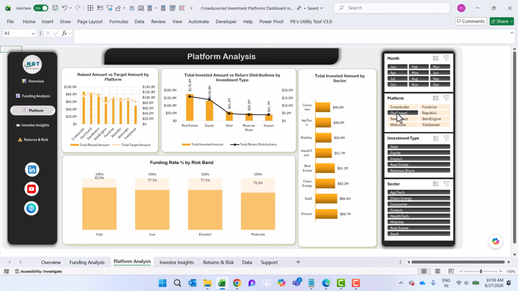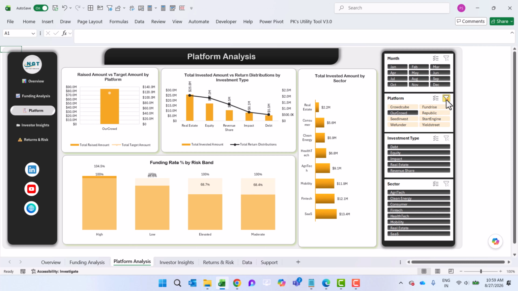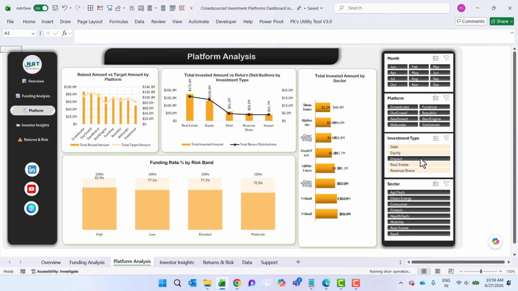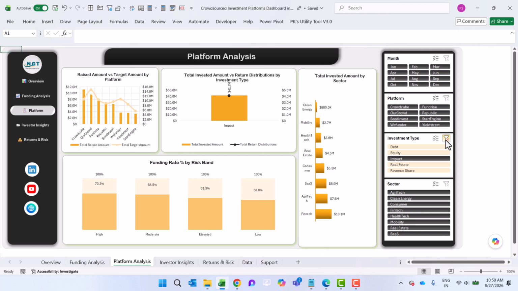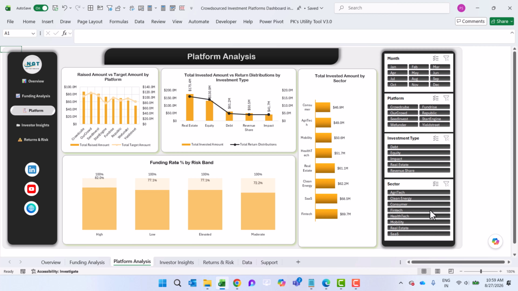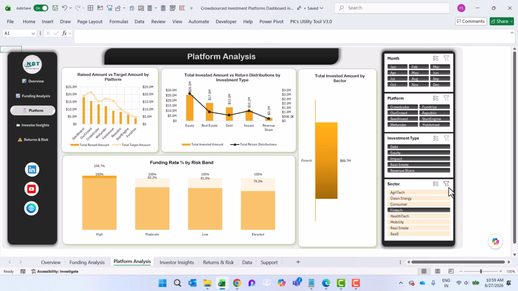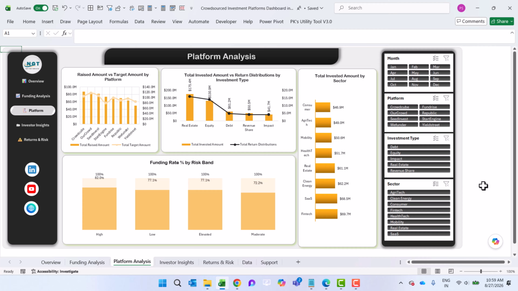Next up, we have platform analysis. This one is about the platforms themselves. Raised amount versus target amount by platform shows which sites consistently hit their targets. Total invested amount versus return distributions by investment type puts the money going in beside the money coming back. Then total invested amount by sector, so you can see where investor appetite really sits, and funding rate percent by risk band, which shows how much risk buyers are willing to take on.